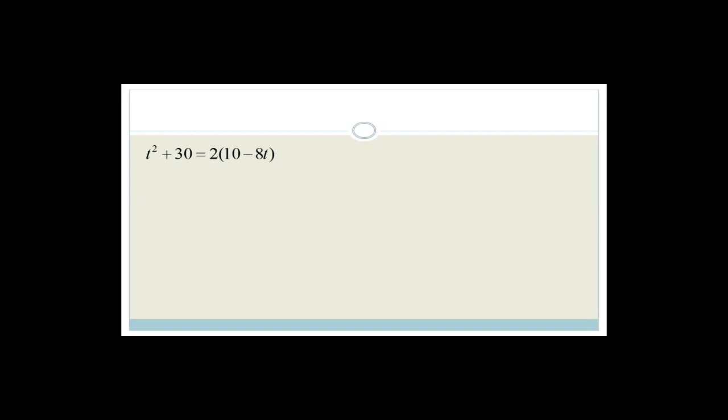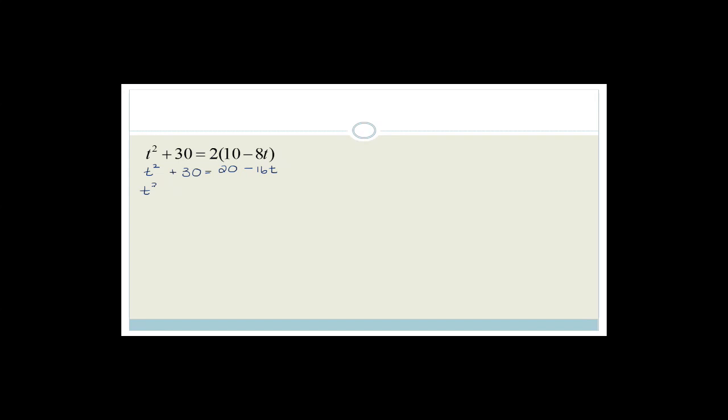Right, so now let's look at this one. You've got t squared plus 30 is equal to 2 times 10 minus 18. Okay, so do you agree we definitely have to multiply this thing out in order for it to look like a trinomial? So let's do that. It becomes t squared plus 30 equals 2 times 10 is 20, minus 2 times 8 is 16t. So let's now get all the t's onto this side and all the numbers onto the other side.